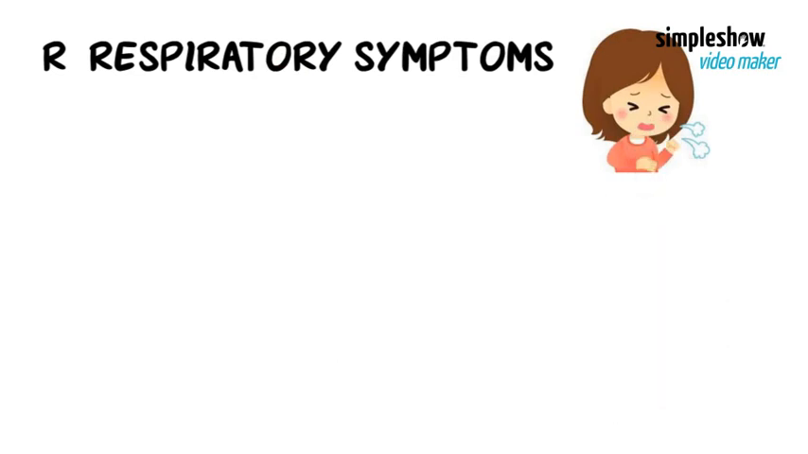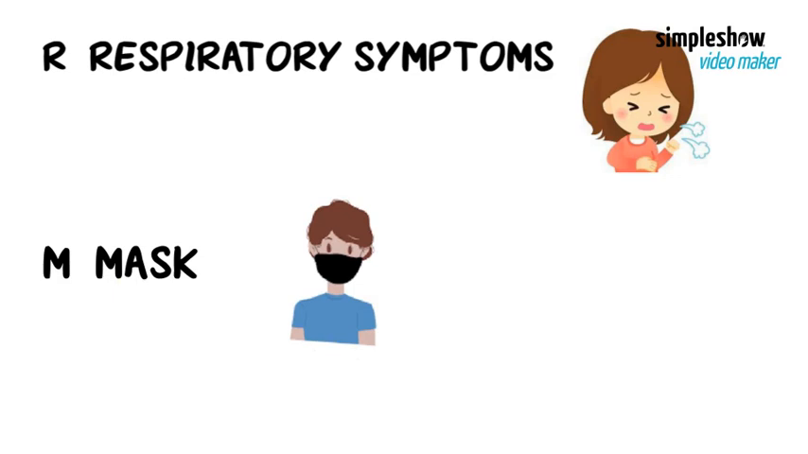R shows respiratory symptom, which is dyspnea without wheeze. On a side note, wheezing is a characteristic of obstructive diseases, not the restrictive diseases. M is for mask. Farmers are advised to use dust masks to avoid exposure to the antigen, which takes us to our next point, that is exposure.